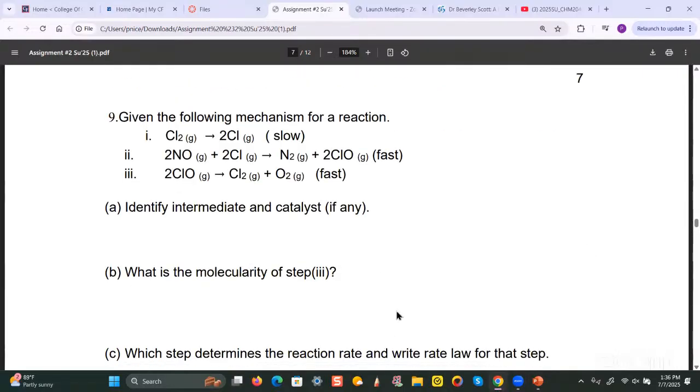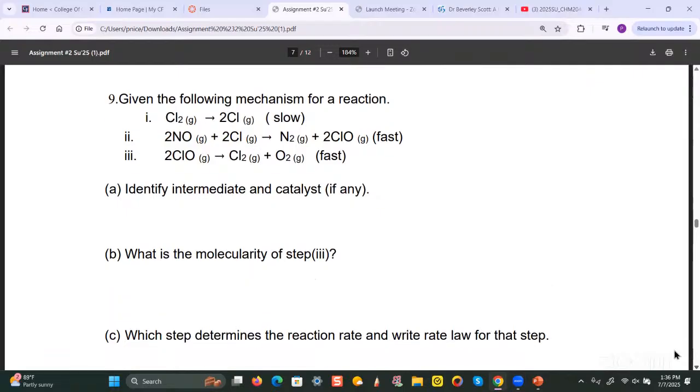Okay, so here, I think this is where you're going to see what you were asking just now, right? They gave you a mechanism, right? This is a three-step mechanism for a reaction, right? And in this case, they told you that this is a slow step.